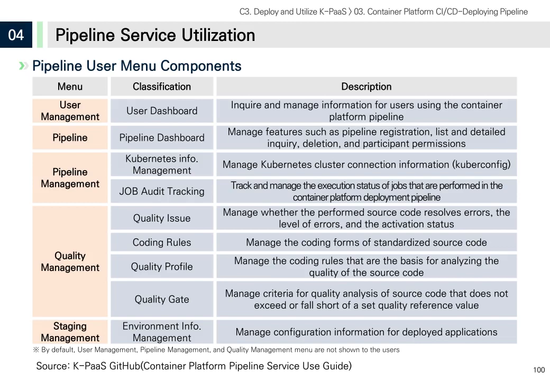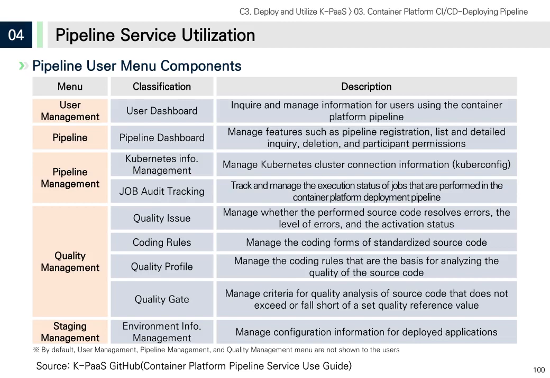In the User Management menu, you can inquire and manage information about users using Container Platform Pipeline through the user dashboard. In the Pipeline menu, you can manage features such as pipeline registration, list and detailed inquiry, deletion, and participant permissions through the pipeline dashboard. Third, the Pipeline Management menu contains the Kubernetes Information Management page, which manages Kubernetes cluster connection information, and the Job Audit Trail page, which tracks the execution status of jobs performed in the Container Platform deployment pipeline.